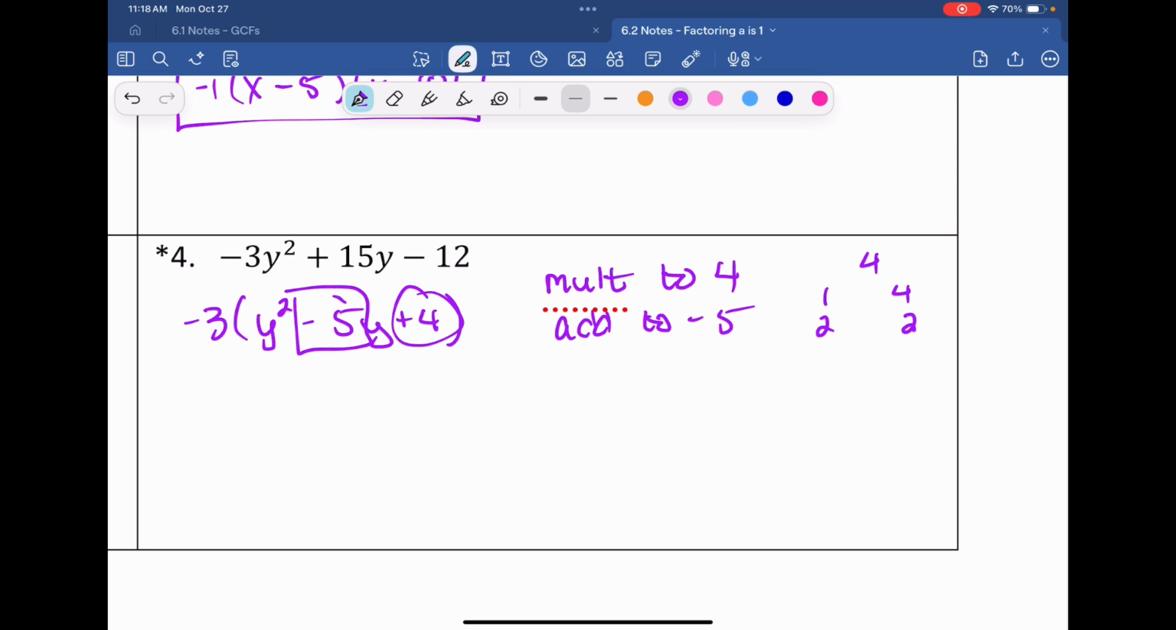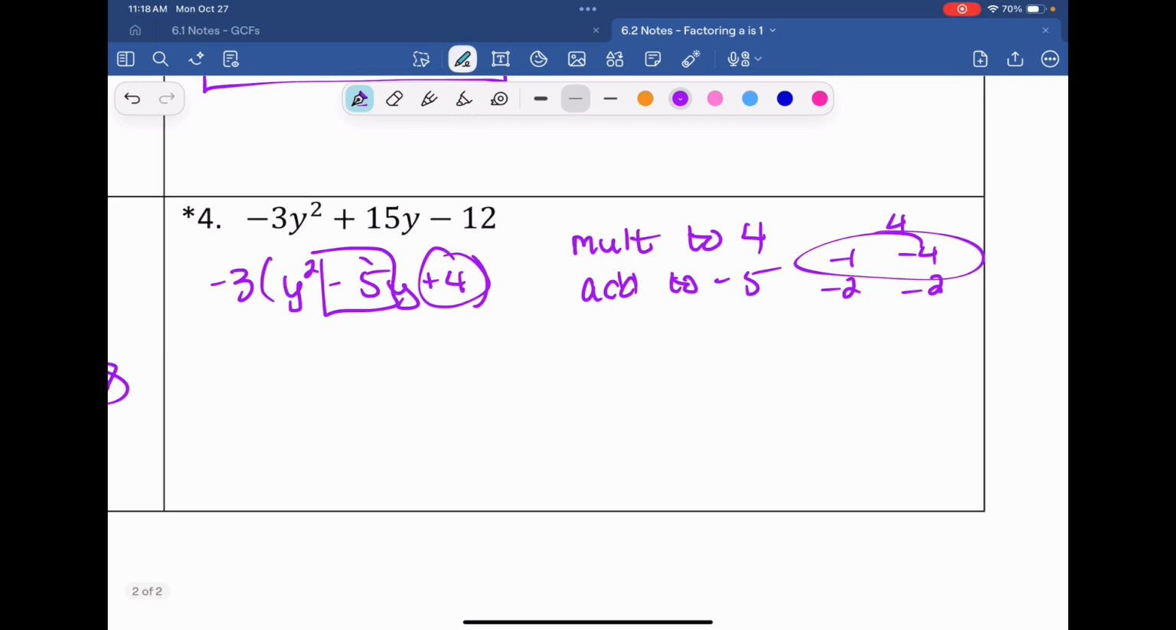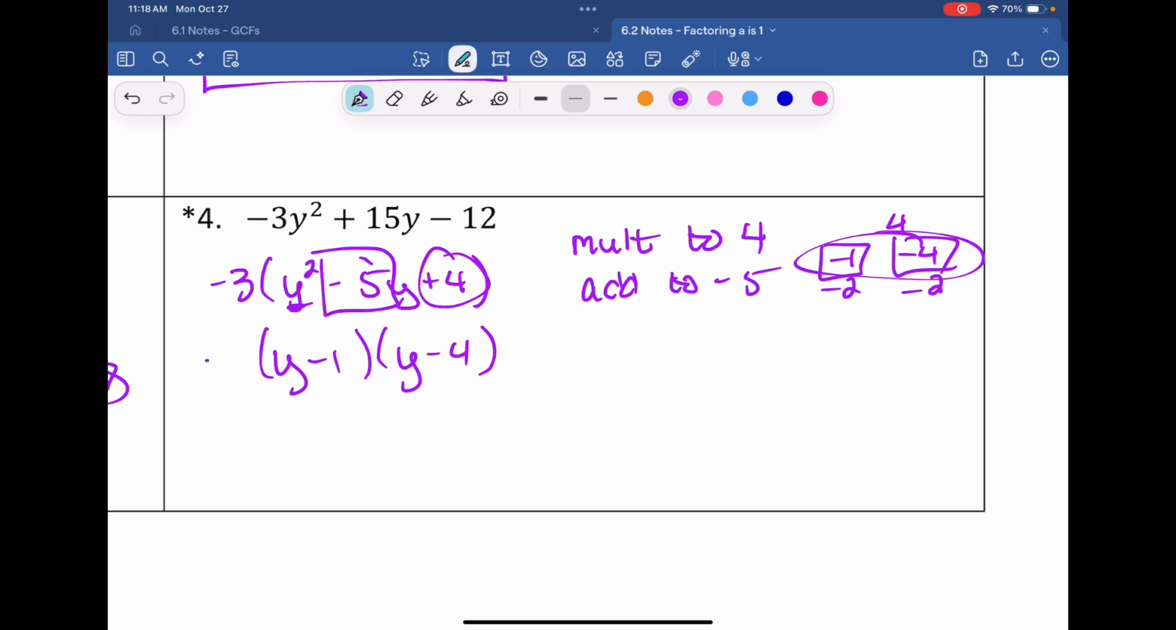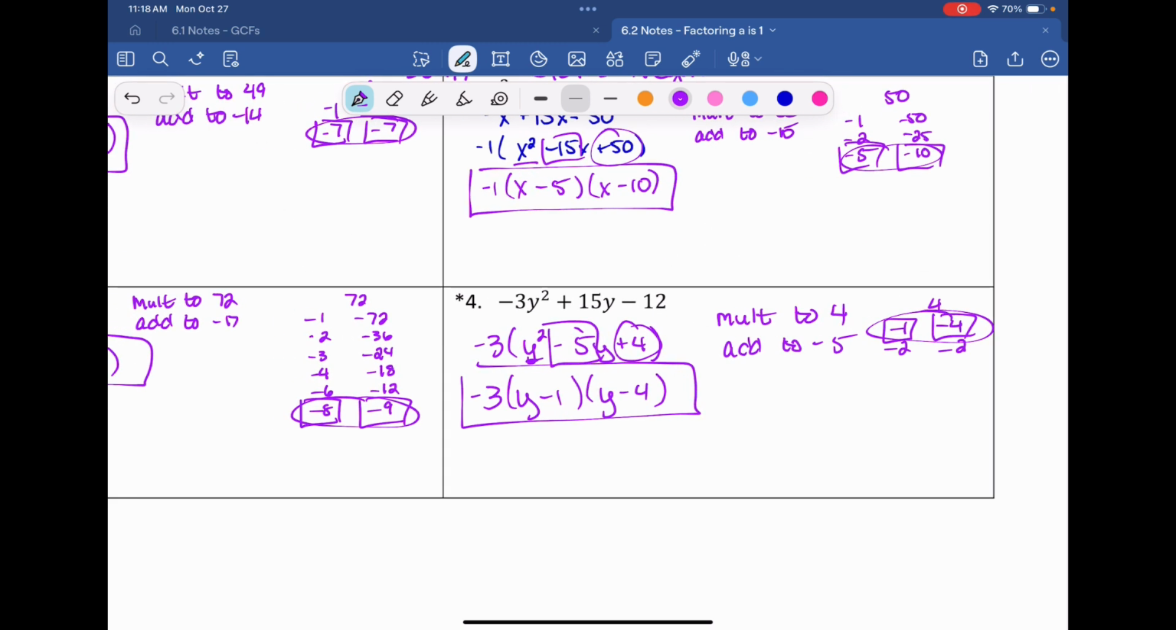Okay, so the only way for that to happen, multiply to be positive and add to be negative, is both negative. And I can see the factor pair that adds to negative 5 is negative 1 and negative 4. So you got your y squared, so it's y minus 1, minus 4. And don't forget your original GCF. If you enter it in without the GCF on delta, it's going to count it wrong.